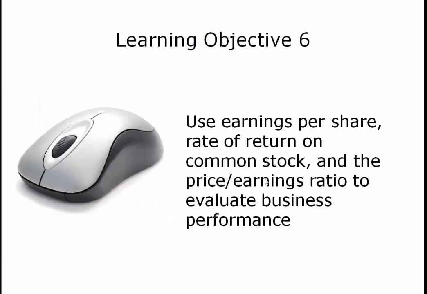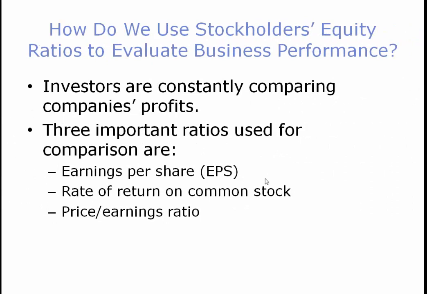And then we want to talk about earnings per share, rate of return on common stock, and the price earnings ratio to look at company performance. Earnings per share, why does that matter? Because you're trying to understand how much they're making for each individual share of stock that's outstanding for the business. The investors want to look at that to determine whether or not they want to invest in your company. That's just one of the metrics that they look at.